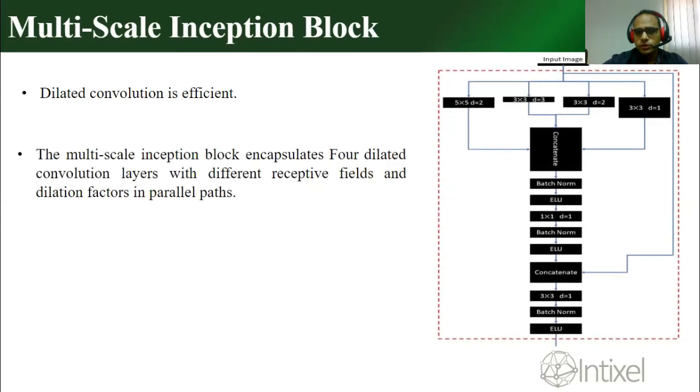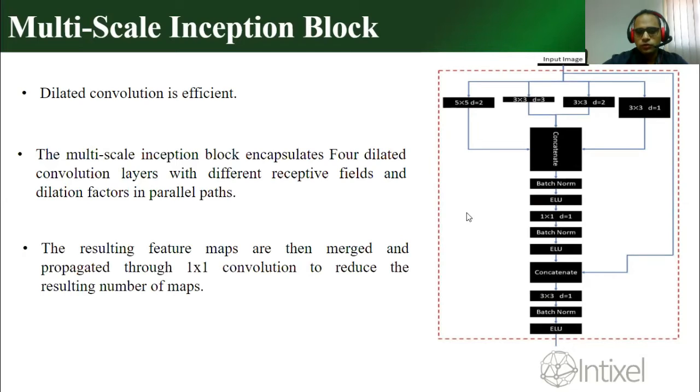The Inception block we have consists of 4 parallel kernels with different kernel sizes and different dilation rates. As the kernel size or dilation rate increases, we reduce the number of features. The outputs of these parallel convolutions are concatenated and then passed to a one-by-one convolution to merge these features and reduce the resulting number of maps, to make the overall architecture still efficient and small in size.